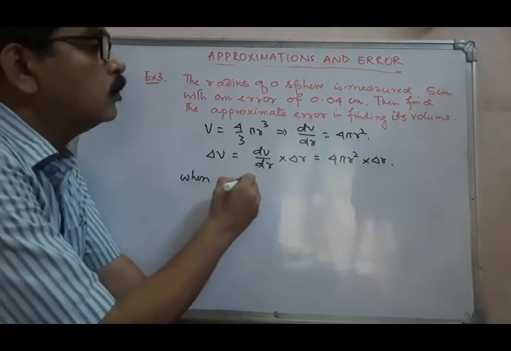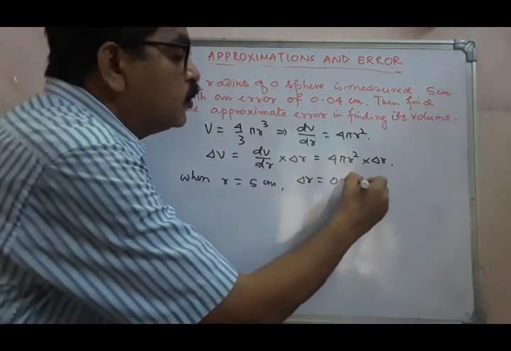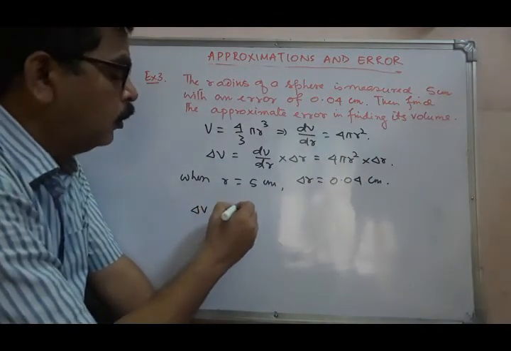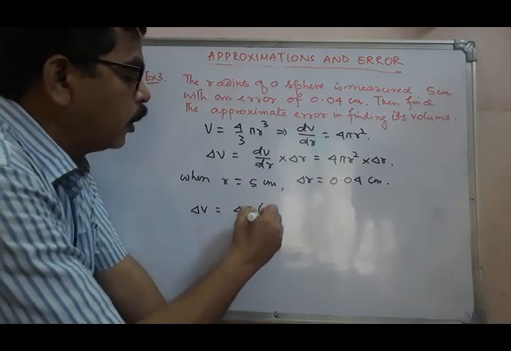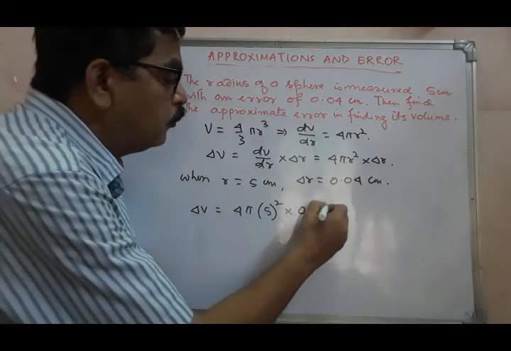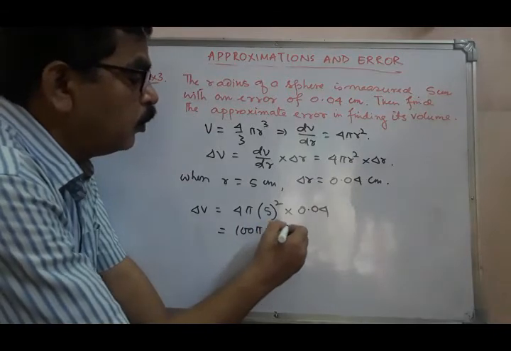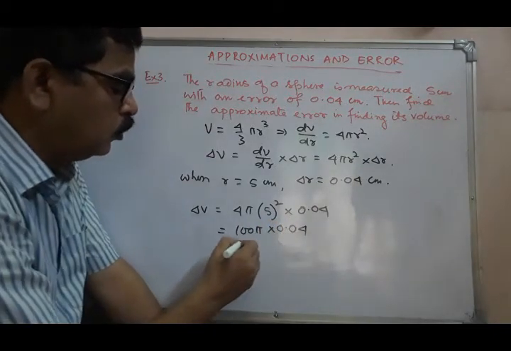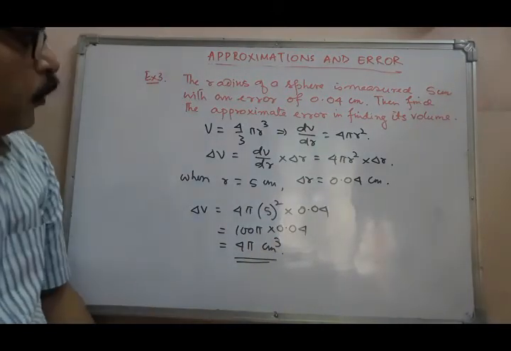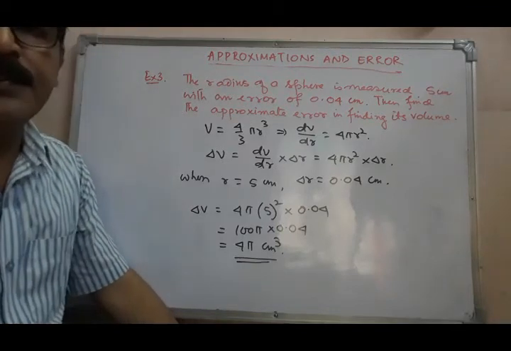Now when r equal to 5 centimeter, delta r equal to 0.04 centimeter. Therefore the absolute error delta V equal to 4 pi r square, meaning 5 square, into delta r 0.04. So therefore it is 100 pi into 0.04, so 4 pi centimeter cube. So this is the approximate error in finding the volume of the sphere.